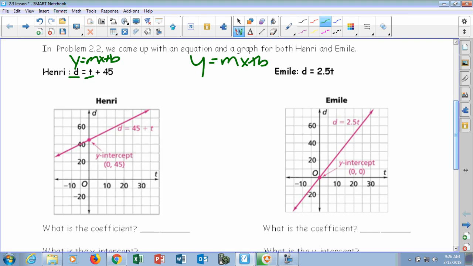Yeah. It says the coefficient is the m. Right. So the t is representing the x right now. So what is our m really? 1. Since there's no number before that t, then we have to assume that it's just a 1. Does that make sense? Any questions as to why we have a 1 there? If it said 2d, then our coefficient is 2.